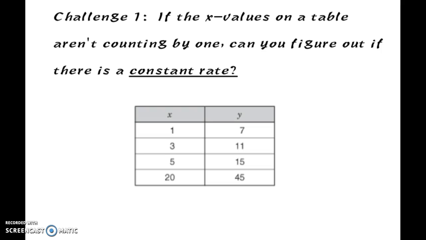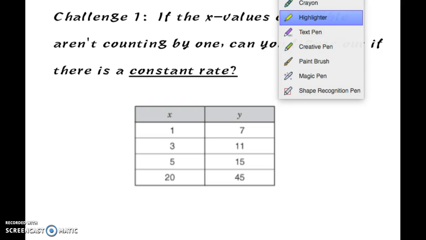All right, I'd like you to challenge yourself right here. So in a lot of cases, you're given a table, but the x values are not counting by 1. Can you figure out if there's a constant rate? Go ahead and give this a try, and then I'll show you my typical techniques for this.